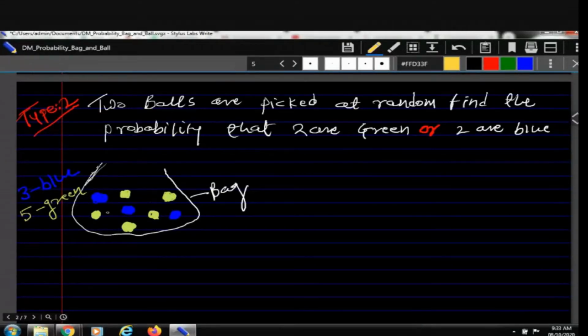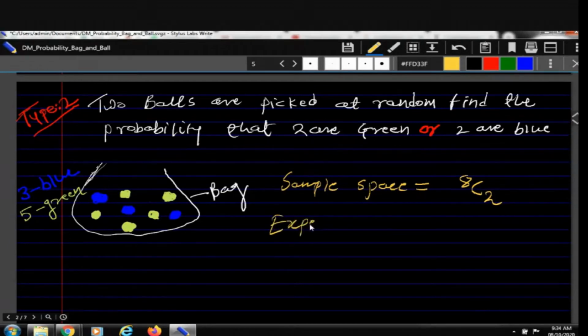So the same bag has 3 blue balls, 5 green balls. 2 balls are picked at random. Find the probability that 2 are green or 2 are blue. So let us write a sample space here. Sample space is going to say 8C2. We have to pick 2 balls. So the sample space is 8C2. And expected here is what?